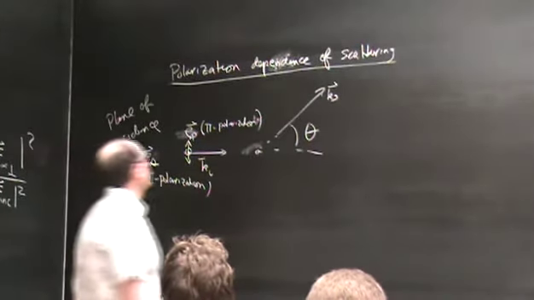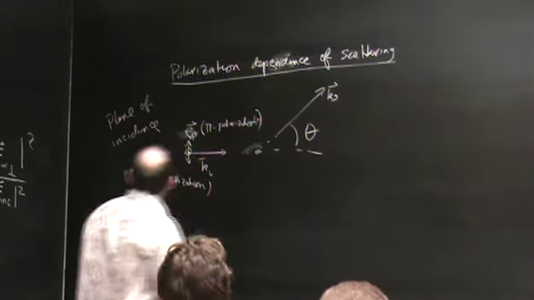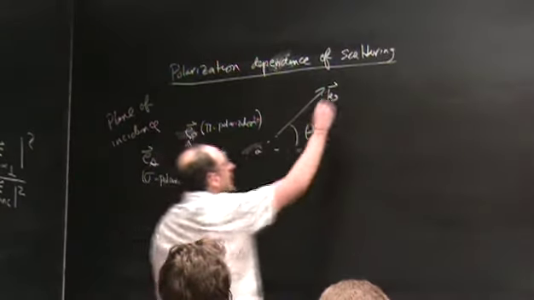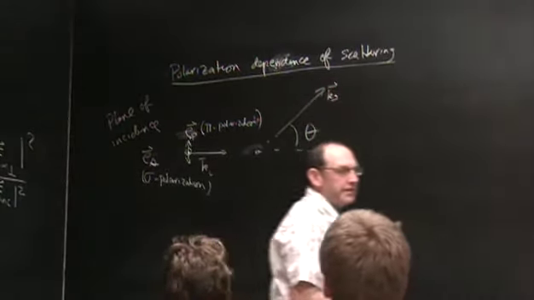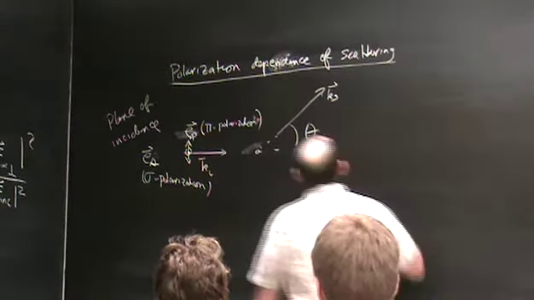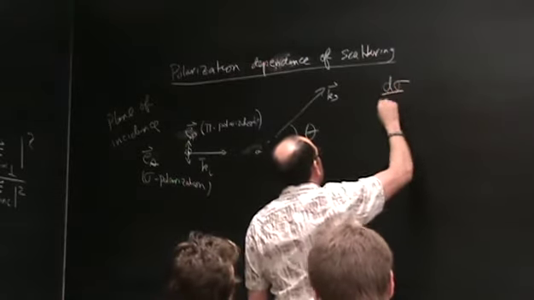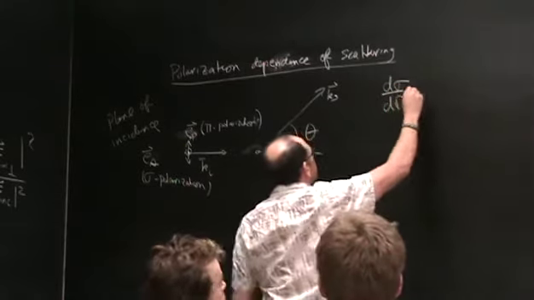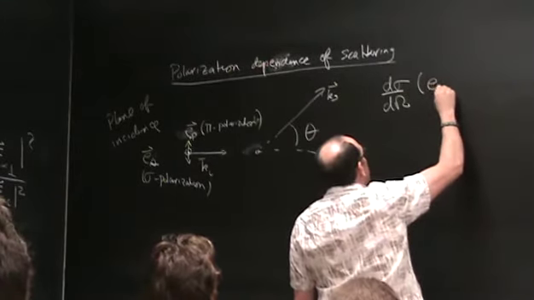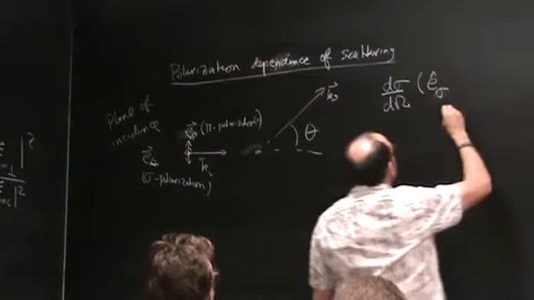Now we can ask, given a certain polarization state, how much scattered light is there into all polarizations? Okay? So what we want to know is the differential scattering cross-section, say, given sigma polarization. I'll call it sigma so we don't get confused.